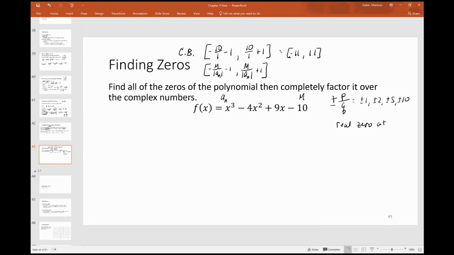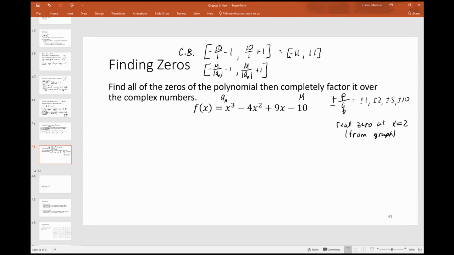There's a real zero at x = 2. You know, from the calculator, from the graph. Okay, so to find the rest of them, I'm going to have to do long division.